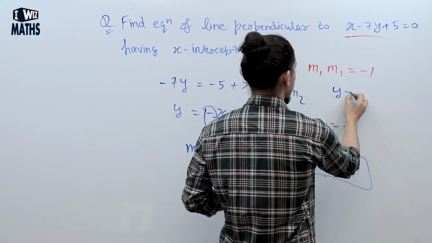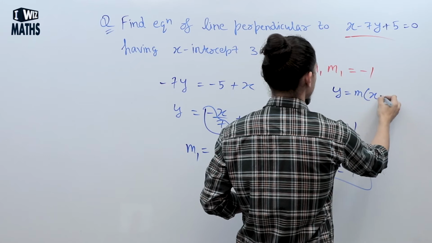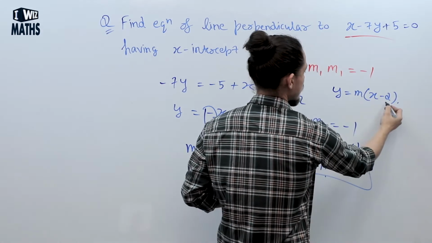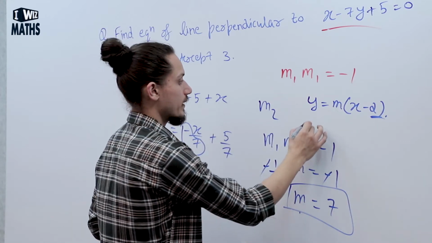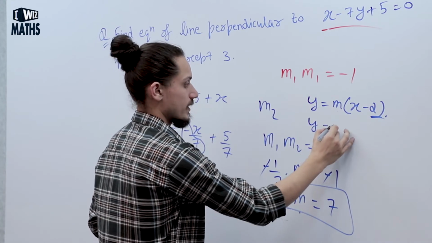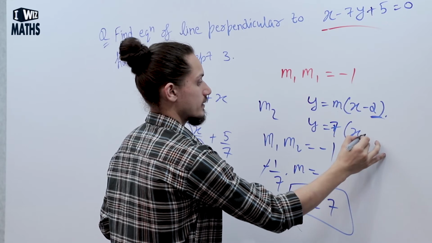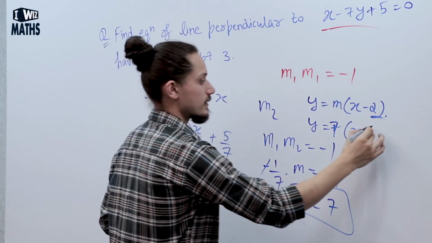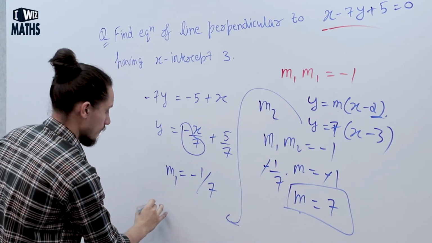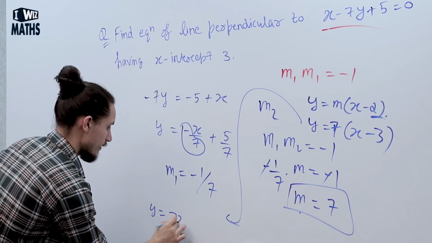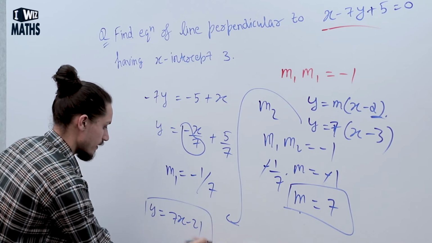We know y is equal to m x minus d. This is x intercept, तो इसमें हम m और x इंटरसेप्ट की वैल्यू पुट कर देते हैं. We get y is equal to m is equal to 7, x into d की वैल्यू हमारे पास 3. So equation of line for this case becomes y is equal to 7x minus 21 and hence the result.